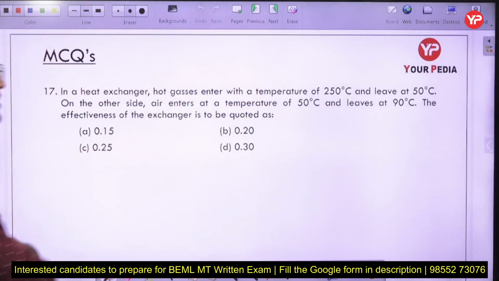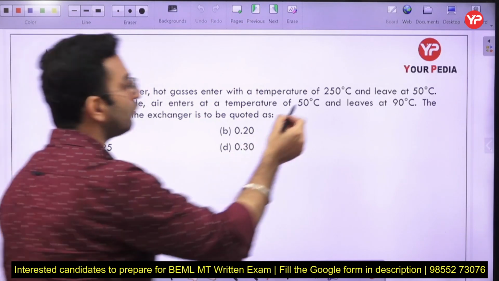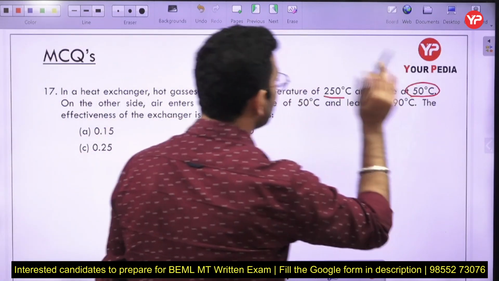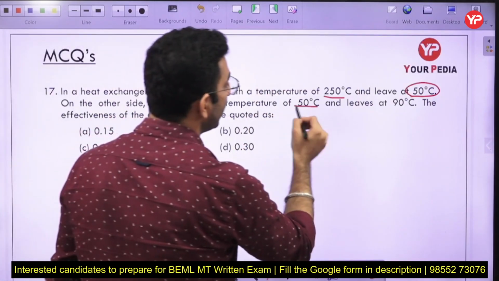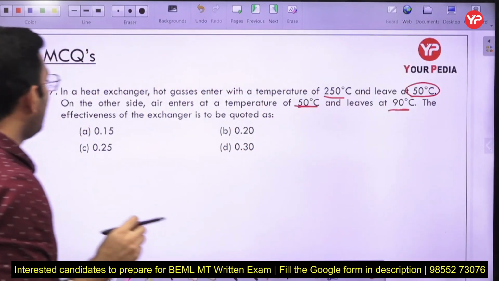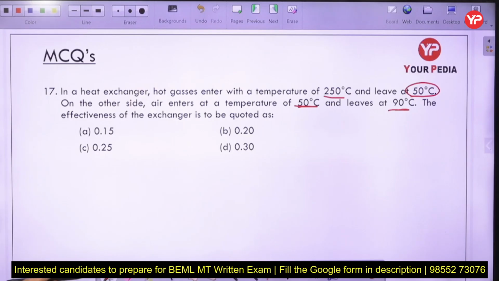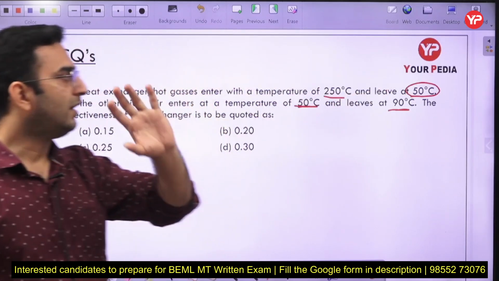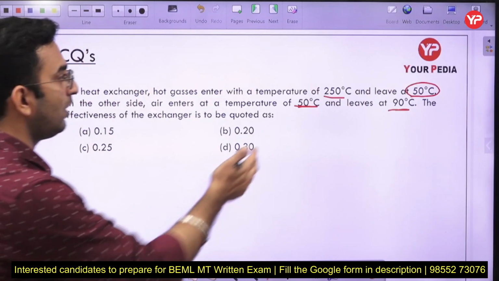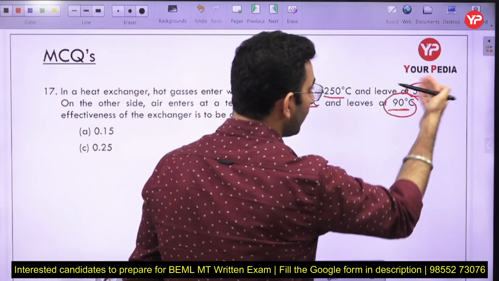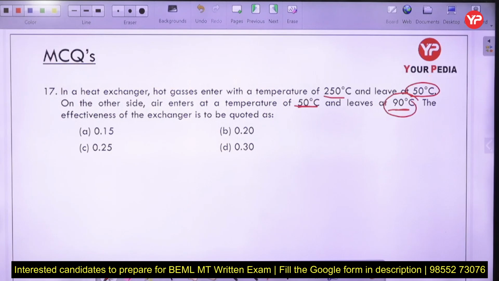Next, in a heat exchanger, hot gases enter at a temperature of 250 degrees Celsius and leave at a temperature of 50 degrees Celsius, and on the other side, air enters at a temperature of 50 degrees Celsius and leaves at 90 degrees Celsius. What will be the effectiveness of the heat exchanger in this case? Just see from the values itself, you can say that it is a case of a counterflow heat exchanger. Why am I saying that? Because in this case, the outlet temperature of air is more than 50 degrees Celsius here.